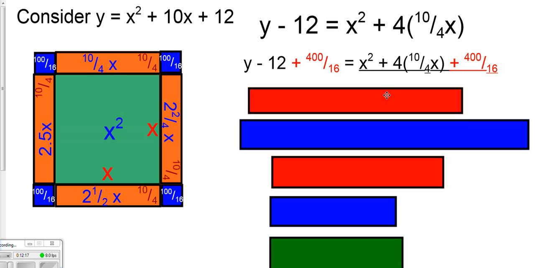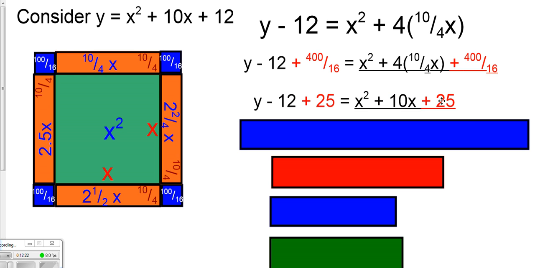So that can actually be simplified. Instead of calling it 400 over 16, we're just going to call that 25. Basically what we did was we added 25 in total. Now again, how can we make sure that that was 25? It's always half of b squared. Half of 10 is 5, squared is 25. So it's 25 that we added to both sides.